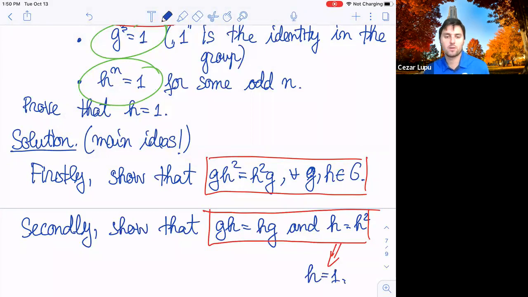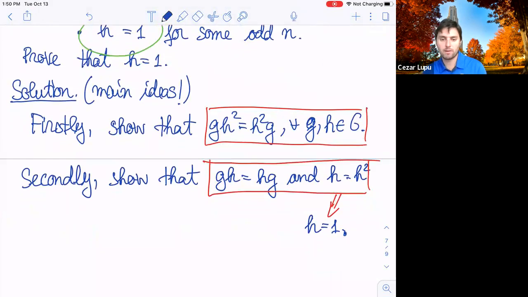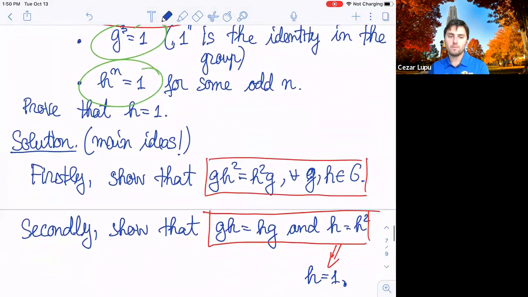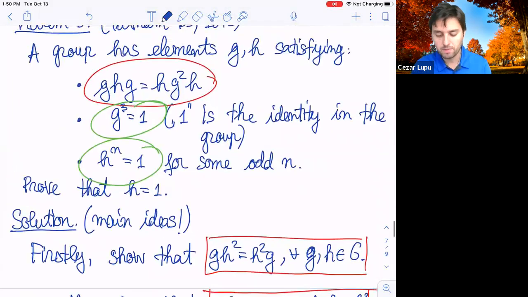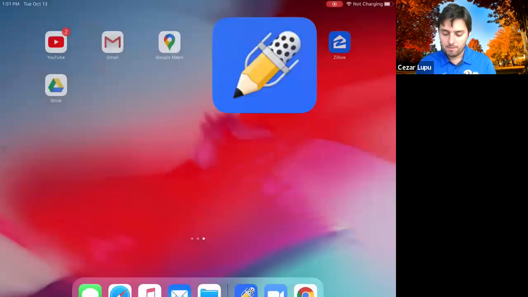These are the main ingredients. You have to be careful on how to explore all these three conditions given in the problem, and of course the laws of the group. Because keep in mind we have a group here. Do not forget that. So we have some other three laws, and you have to play around with these.